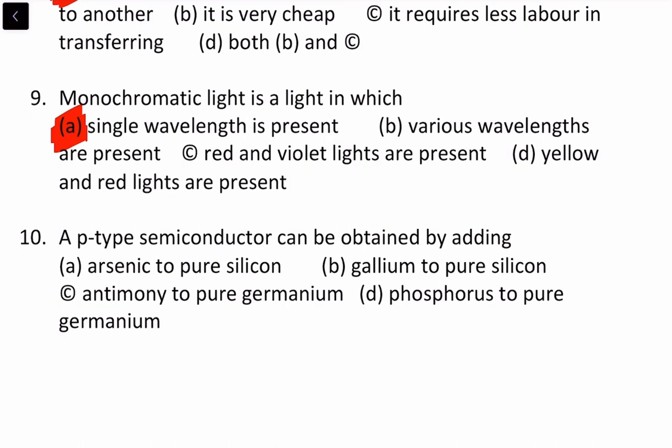But what is the question now? A p-type semiconductor can be obtained by adding a trivalent impurity. So what is the trivalent impurity? We have aluminum, indium, gallium, and so many others. Out of all these, arsenic to pure silicon, no. Gallium to pure silicon, yes, that is the answer. Gallium is a trivalent impurity, therefore that is the right answer.